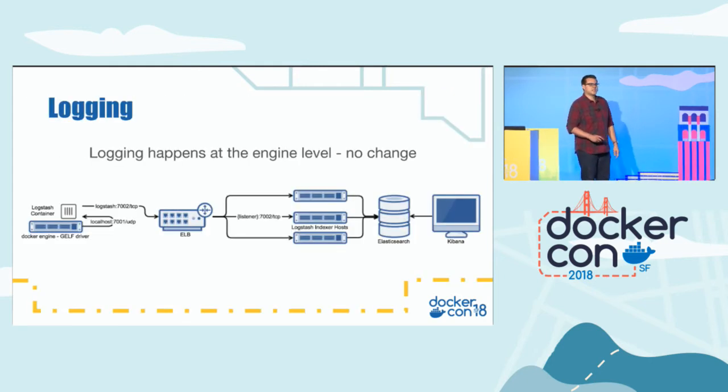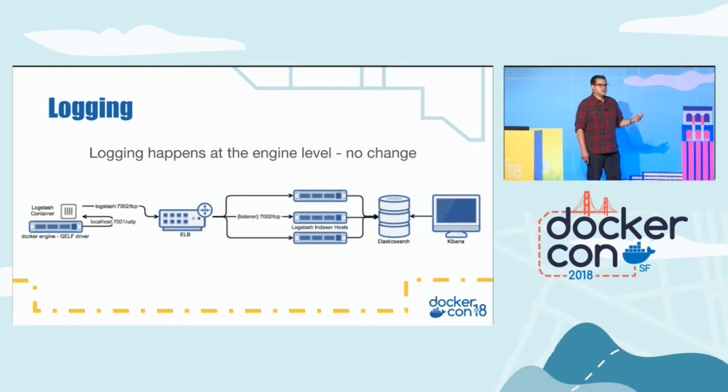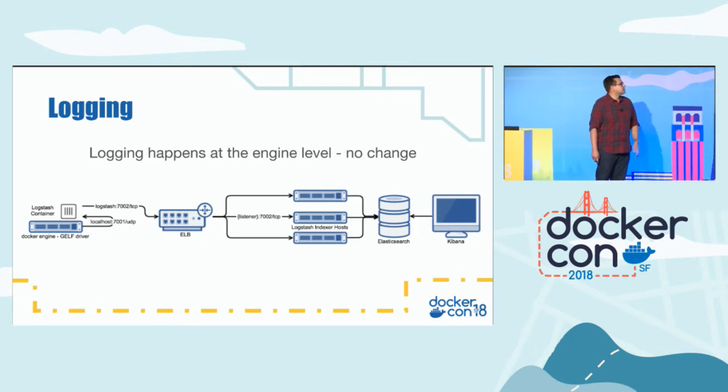And the one thing that was actually way easier for us is logging. The cool thing about supporting both Swarm and Kube is that they're really just an orchestration layer. They don't do anything on the engine and container level. So if you have logging set up already for your containers in Swarm or anywhere else, nothing changes here. This is an example of our logging pipeline. Details aren't important. All that matters is that we didn't have to make any changes to this.